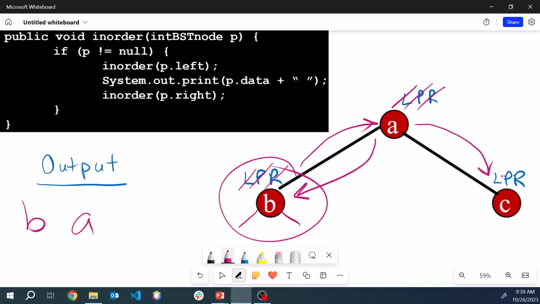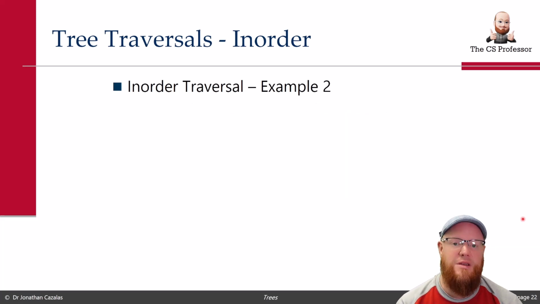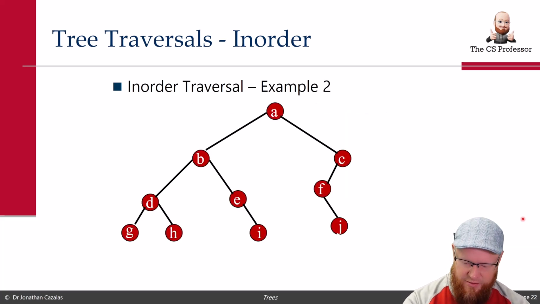Node C's first instruction is go left. We do that. There's nothing there. Then we do C's second instruction, which is to print C, and then we do C's third instruction, which is to go right, and there's nothing there. This is how we do an in-order traversal. So we printed B. After printing B, we print A, we then print C. Let's once again see a longer example of this.